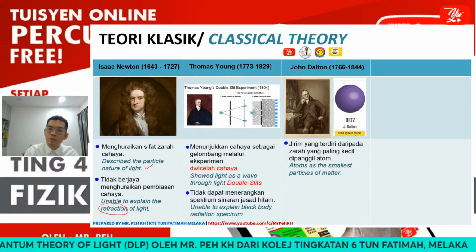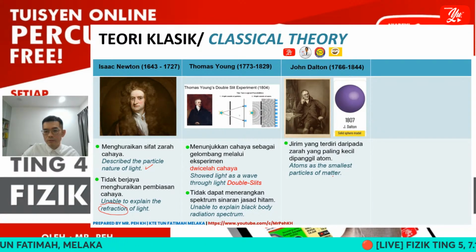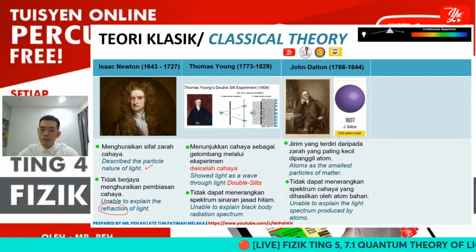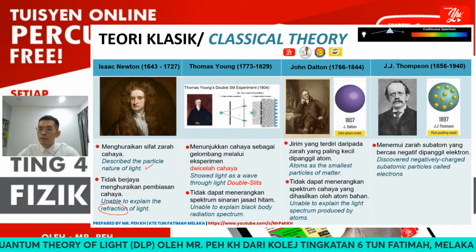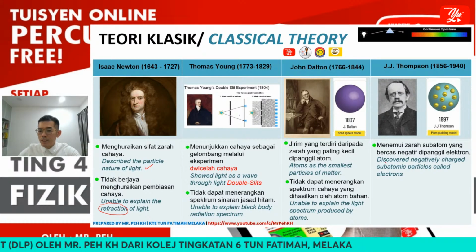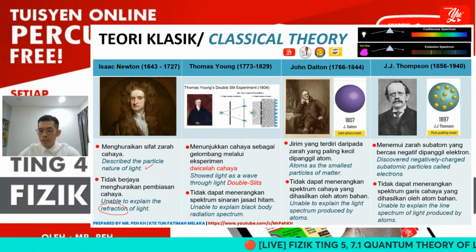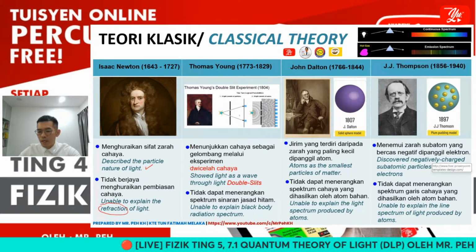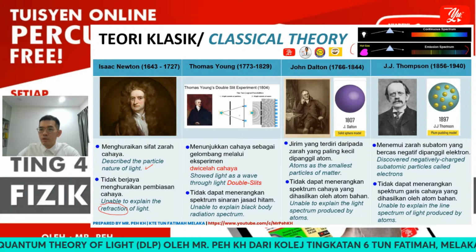The next is John Dalton. He gave a theory about the atom as the smallest particle of matter. But he was unable to explain the light spectrum produced by the atom, which is the continuous spectrum. Then the next is J.J. Thomson. He is the person who discovered the negatively charged subatomic particle known as the electron. He was also unable to explain the line spectrum of light produced by the atom, which is the discrete spectrum.